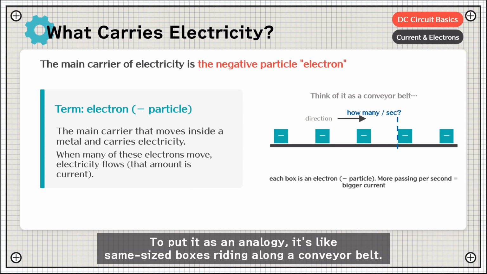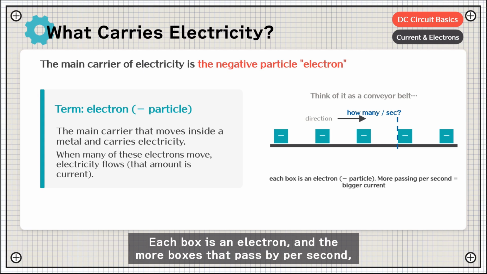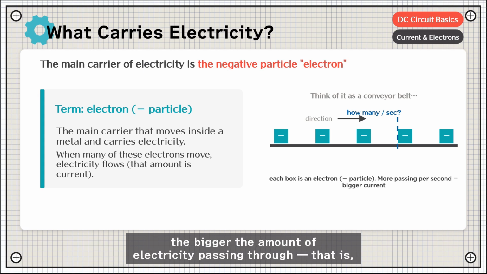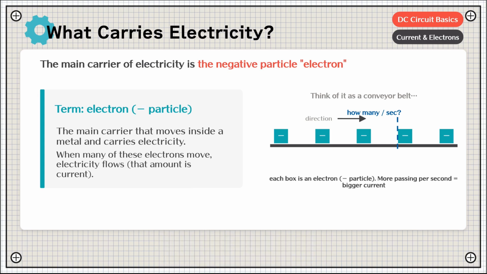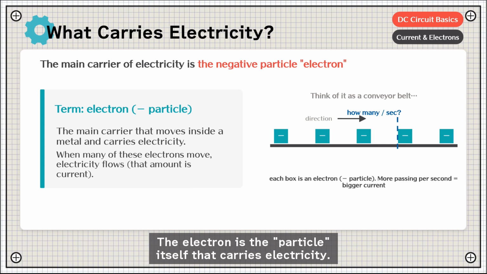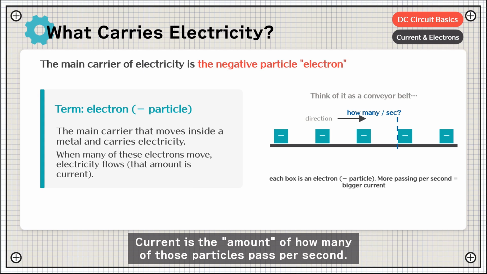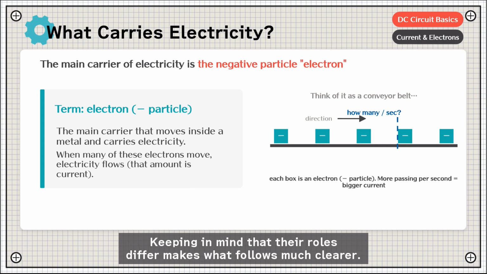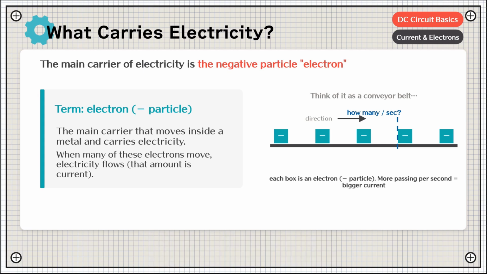To put it as an analogy, it's like same-sized boxes riding along a conveyor belt. Each box is an electron, and the more boxes that pass by per second, the bigger the amount of electricity passing through, that is, the current becomes. One distinction to make here is that the electron and current are different things. The electron is the particle itself that carries electricity. Current is the amount of how many of those particles pass per second. Keeping in mind that their roles differ makes what follows much clearer.